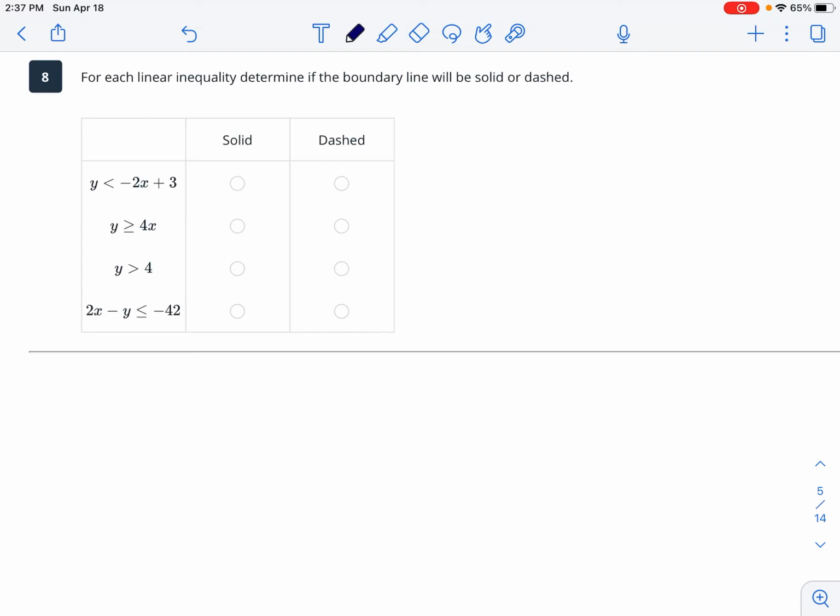But for now, number 8 went pretty well for most of you. Some of you are mixing them up. So as a reminder, if the symbol is just a less than or greater than, that's it, then it's just a dashed line. You are not including any of those values.